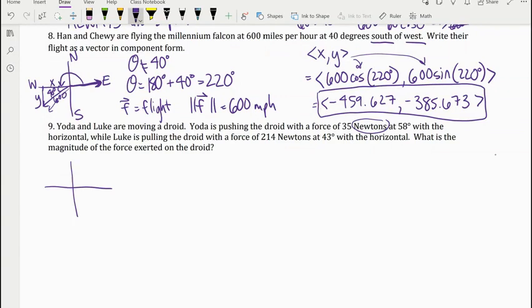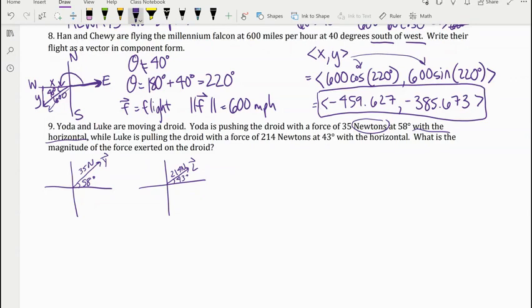So we've got Yoda is 35 newtons at 58 degrees with the horizontal. What does that mean? That just means standard position. So 58 degrees from horizontal is going to be here. 35 newtons is the magnitude, so the force is the magnitude, and the direction is 58 degrees. So that's Yoda. And then Luke is pulling the droid with a force of 214 newtons at 43 degrees with the horizontal. So Luke's looks like this. That's going to be 43 degrees, and he's pulling at 214 newtons. Okay? So what is the magnitude of the force exerted on the droid?